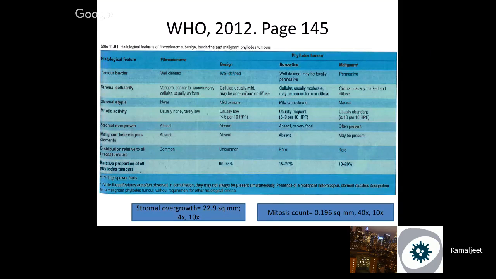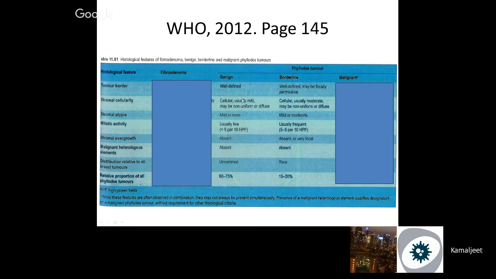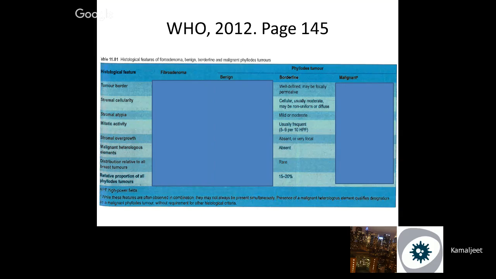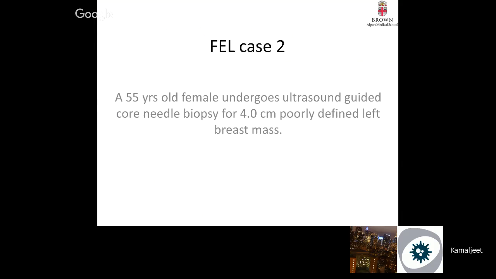So if you have to use all those features, since it has a permeated border, I mean, it's not malignant based on the findings. So either you're arguing between benign and borderline, and based on the permeative border, I'll put it as borderline. Moving on to the next one.